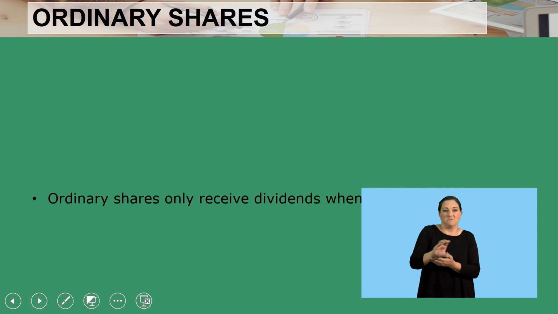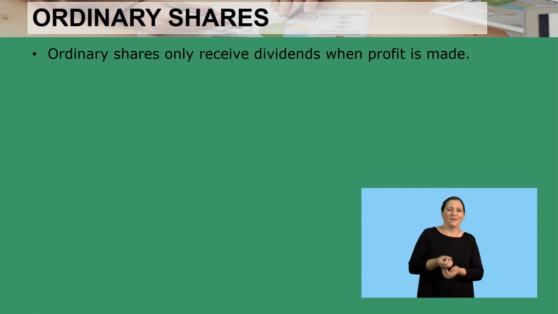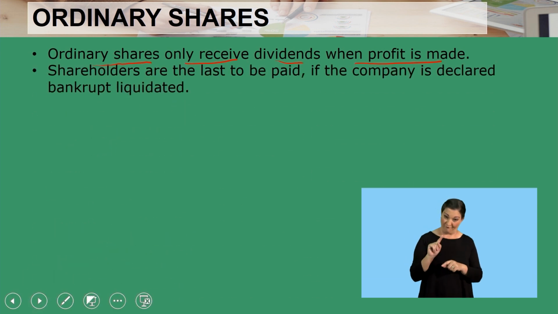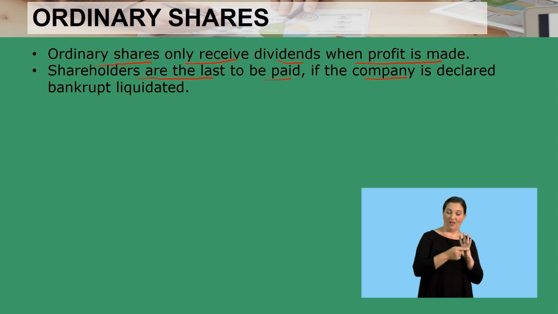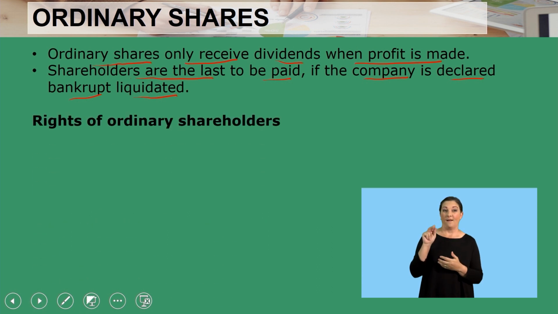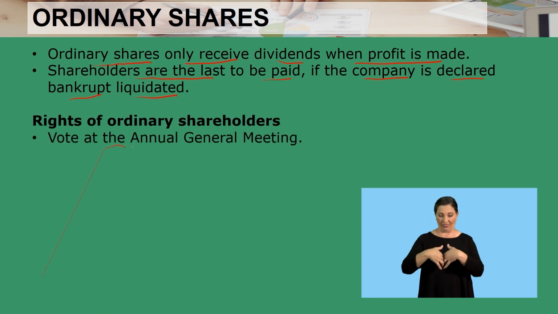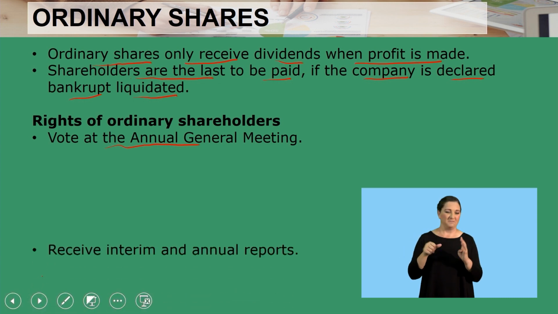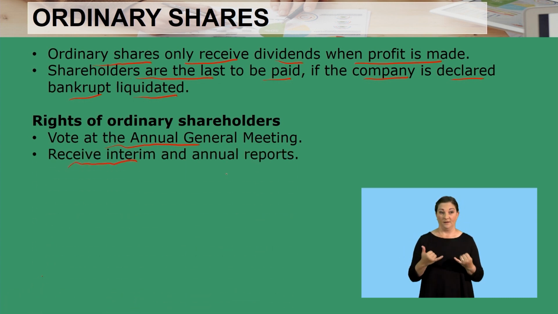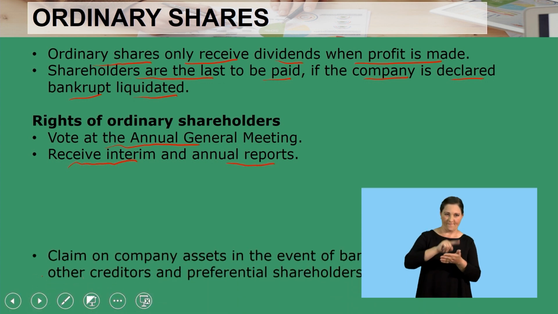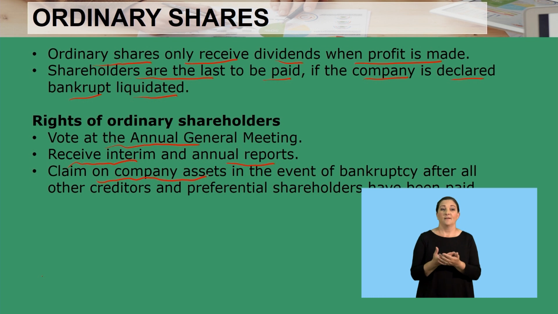Then, we also have ordinary shares. Ordinary shares only receive dividends when profit is made, meaning they only receive returns when profit is made. Shareholders are the last to be paid if the company is declared bankrupt or liquidated. Then we also have the rights of ordinary shares. What are their rights? They have the right to vote at an annual general meeting. Number 2, they have a right to receive interim and annual reports. Then they also have a right to claim on company assets in the event of bankruptcy after all other creditors and preferential shareholders have been paid.